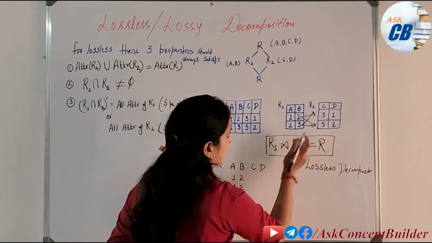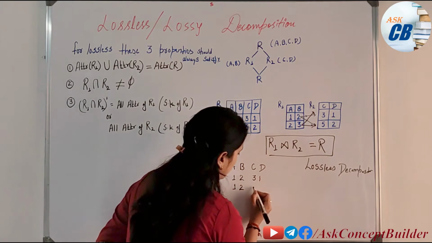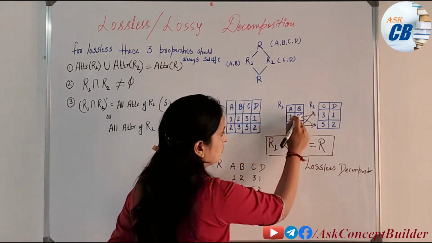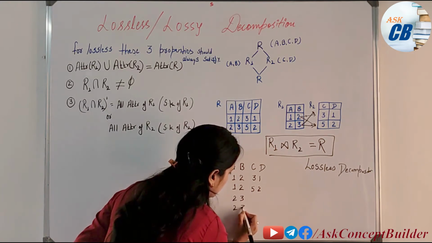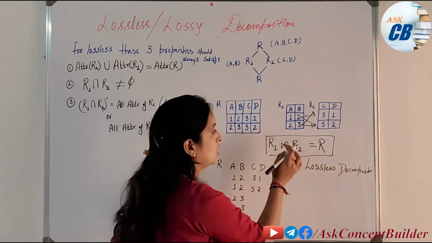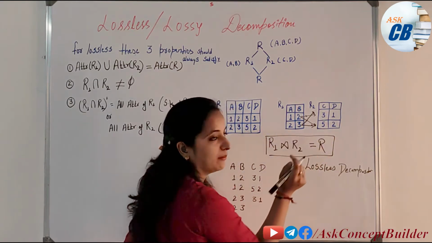Okay, so (1, 2) will join with (3, 1), and (1, 2) will again join with (5, 2). Okay, now this is done. Now our second tuple (2, 3). Because we have two rows here, (2, 3) will combine with (3, 1), and then (2, 3) will combine with (5, 2).